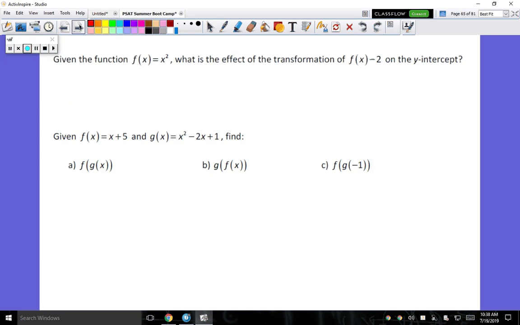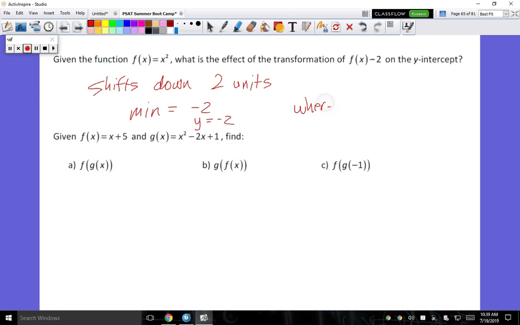Given the function, what is the effect of the transformation on the y-intercept? What would you say? It just moves down 2. So it shifts down 2 units. Now visualize it. And if I asked you, is it a max or a min, what would you say? It's a min. And what does the min equal? The min equals -2, or y is equal to -2. What's the other question?